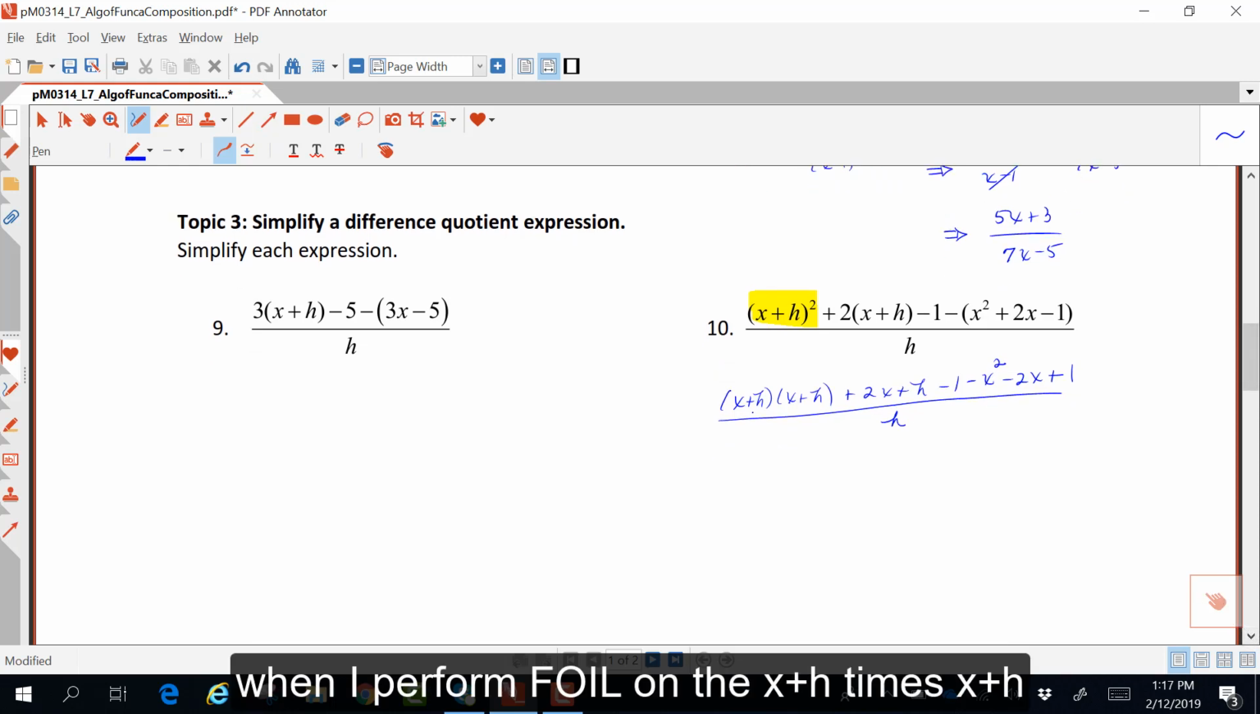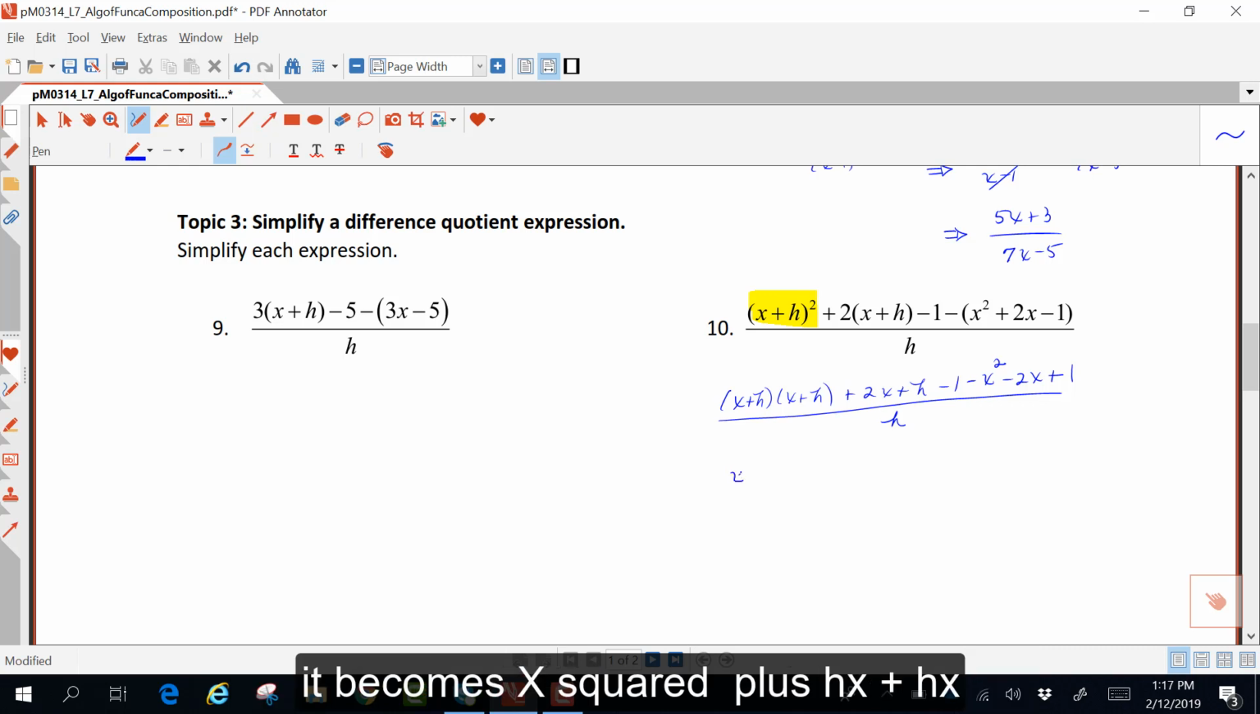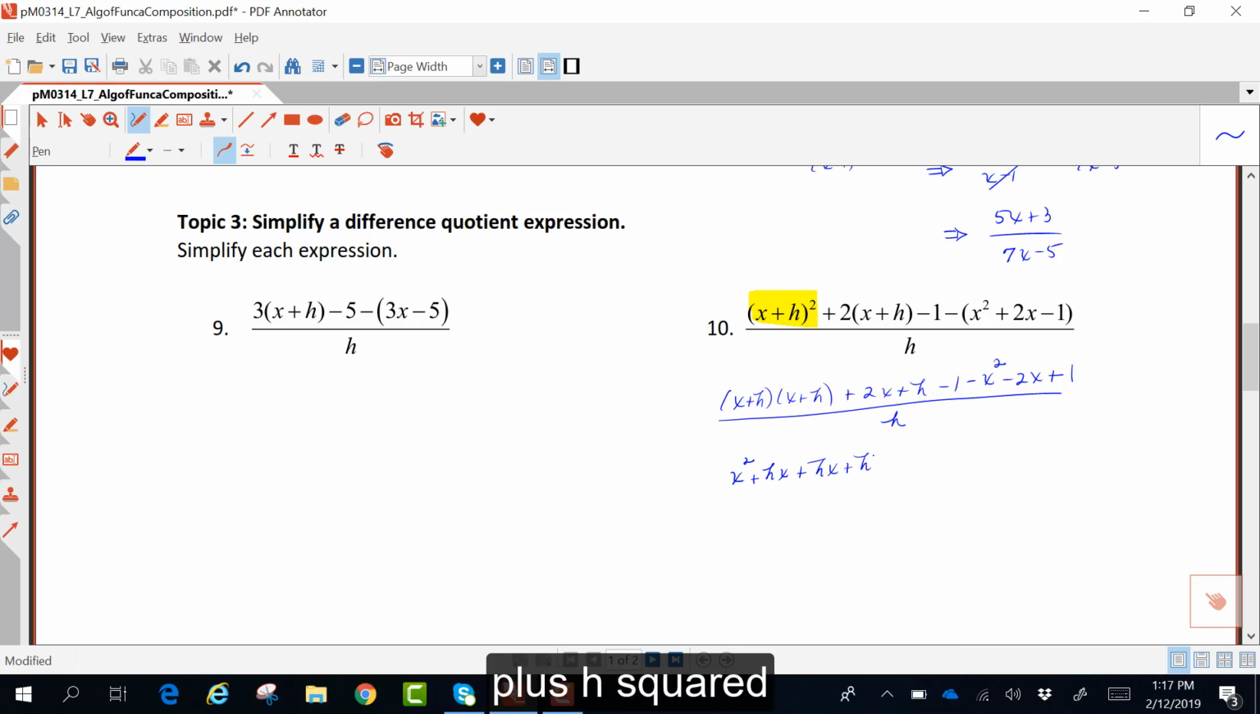When I perform FOIL on the x plus h times x plus h, it becomes x squared plus hx plus hx plus h squared.